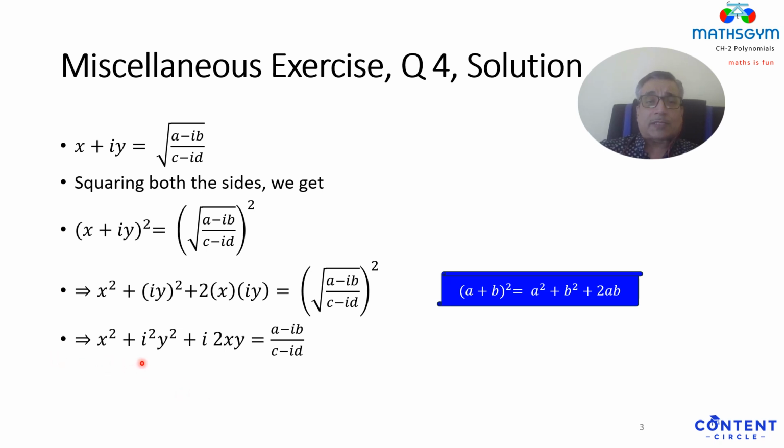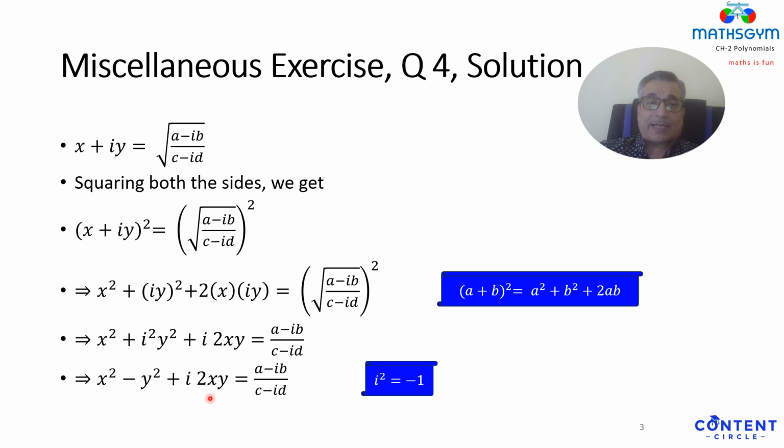So the left hand side becomes x square plus i square y square plus 2 times i times xy, equal to (a minus ib) upon (c minus id). You see that i square becomes minus 1, because in complex numbers you know that i is equal to root of minus 1, so i square is equal to minus 1. So x square minus y square plus i times 2xy is equal to (a minus ib) upon (c minus id). Now, in the next step, we are going to work on the right hand side and multiply the numerator and denominator of the right hand side by the conjugate of the denominator.